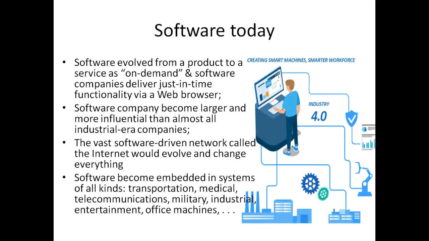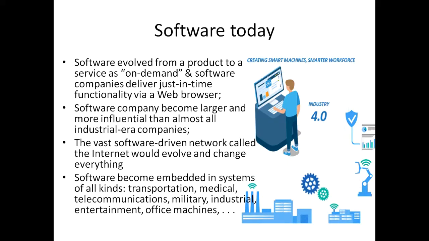The vast software driven network called the internet would evolve and change everything. The internet and the software both changed everything. And software became embedded in systems of all kinds. Nowadays, we have seen many embedded systems. These embedded systems are mostly used in transportation, medical, telecommunication, military, industrial, entertainment, office machines, and home appliances also. For example, the AC machine, microwave oven, washing machine, everything. Everything has some software. Everything has some code embedded with that.